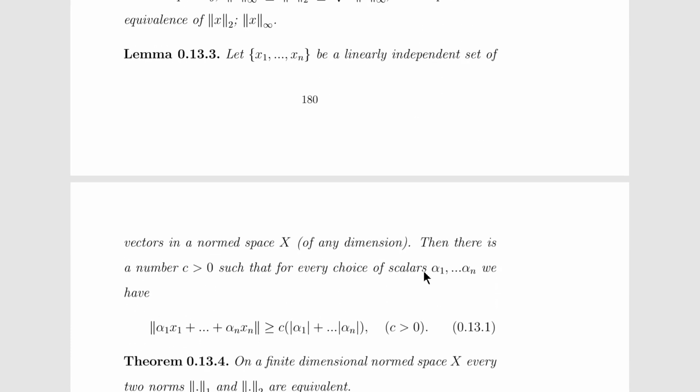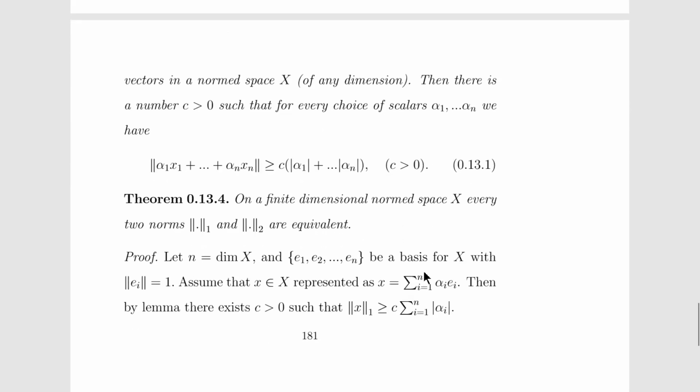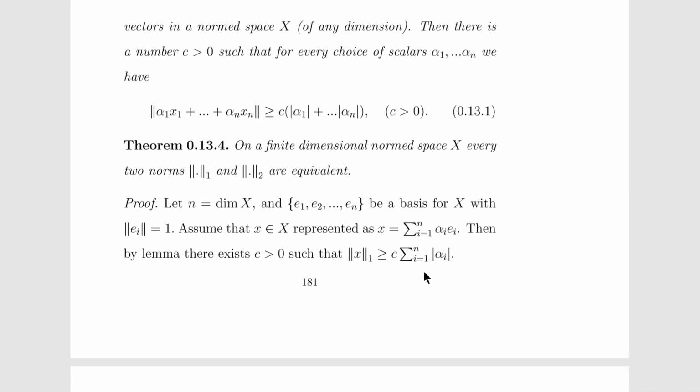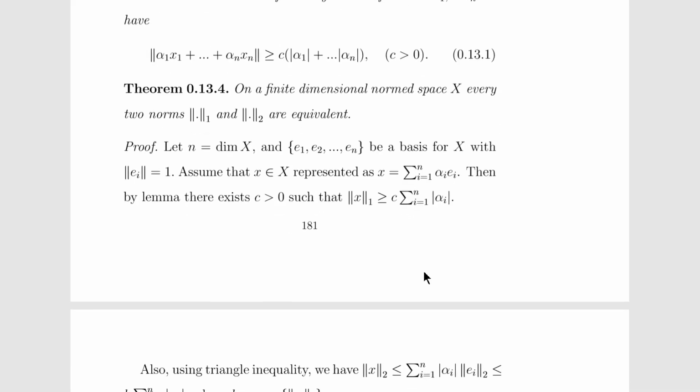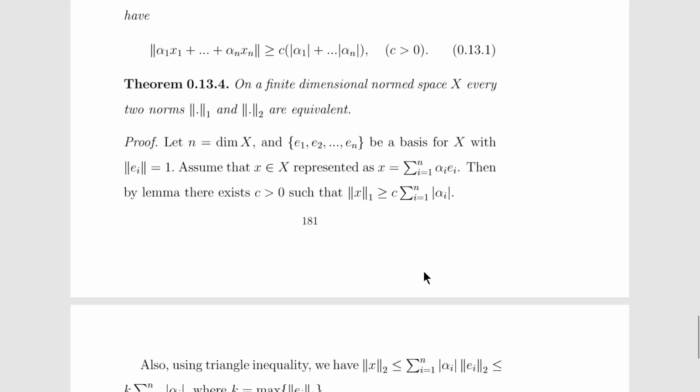let x1, x2, so on xn be a linearly independent set of vectors in a normed linear space X. Then there is a number c greater than 0 such that for every choice of scalars alpha 1 to alpha n, we have the norm of alpha 1 x1 plus so on plus alpha n xn is greater than or equal to c times the modulus of alpha 1 plus so on plus the modulus of alpha n. By considering this lemma, we have the norm over 1 is greater than or equal to c times the summation of modulus of alpha i.